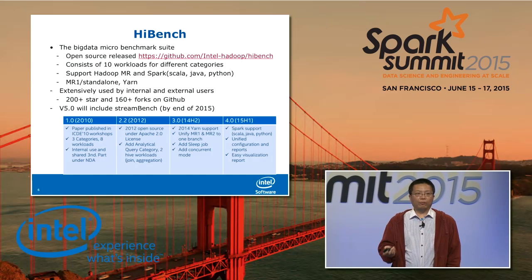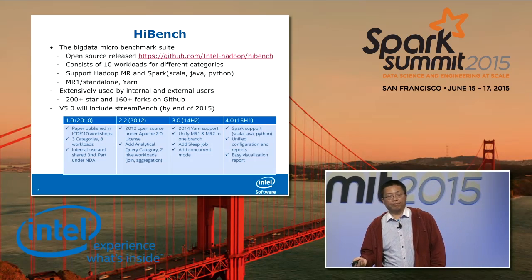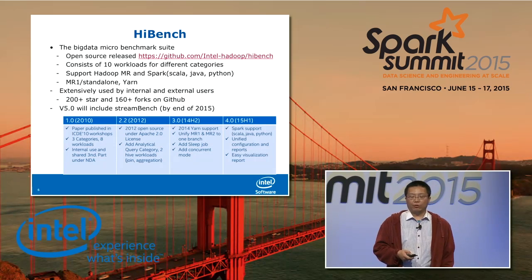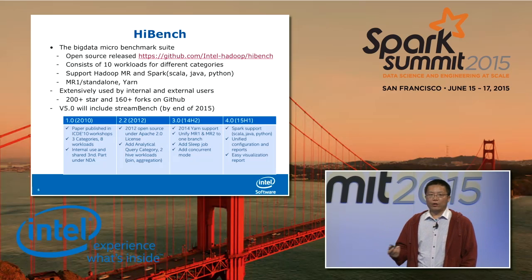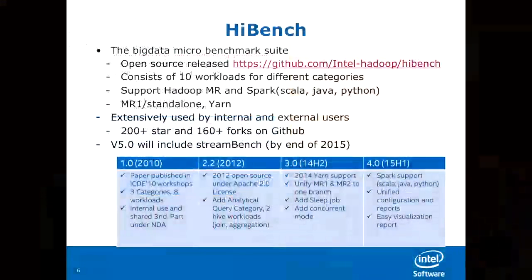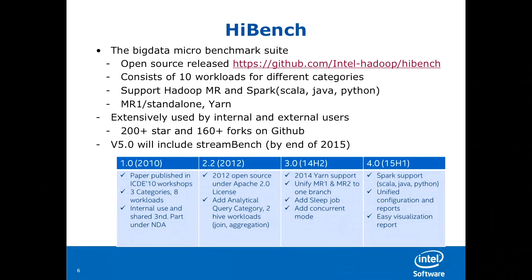One new thing we recently did is we just announced version 4.0 in the first half of the year, just 1 month ago. We're actually adding Spark support in this workload. Currently we're porting all these 10 workloads with 3 different language implementations, including Scala, Java, and also Python. We actually use this workload in our daily life to analyze performance. There's a URL you can take.